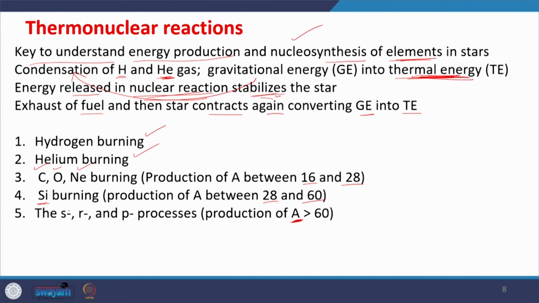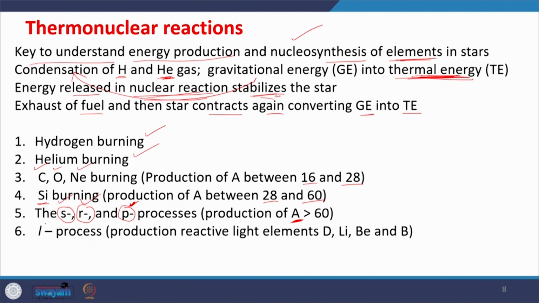They are because of three processes: the so-called s process, slow neutron capture, the r process, rapid neutron capture, and proton capture. This plays the least role, but it has its own importance in understanding nucleosynthesis. Coming to energy production, the s process and r process play a very important role. And then there is one process called the l process, which is important to understand the production of reactive light elements like deuterium, lithium, beryllium and boron.